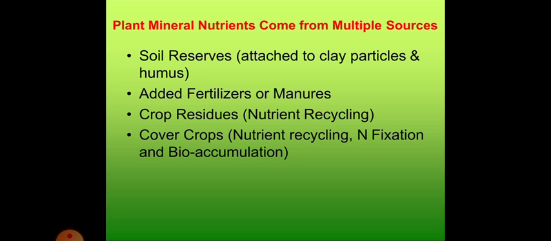Now we will discuss the plant mineral nutrients. They come from multiple sources: soil reserves attached to clay particles and humus, added fertilizers or manures, crop residues as nutrient recycling, cover crops as nutrient recycling, nitrogen fixation and bioaccumulation.